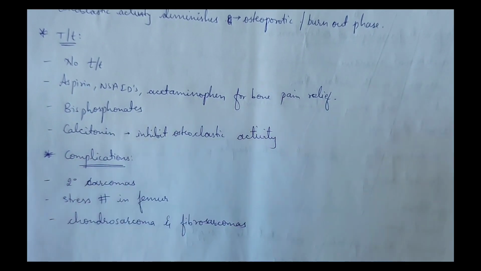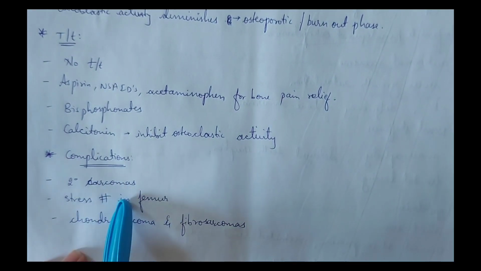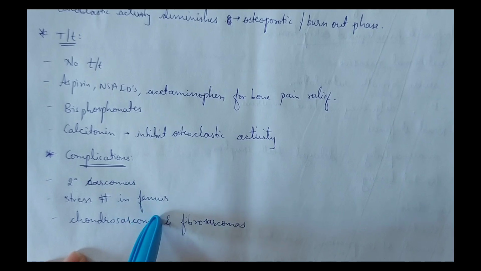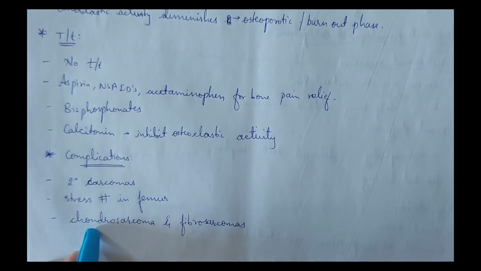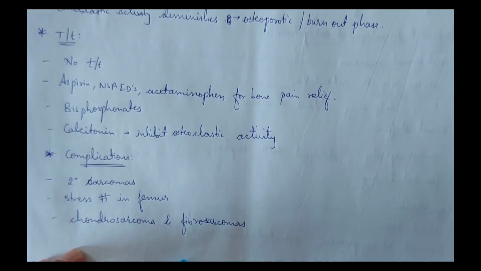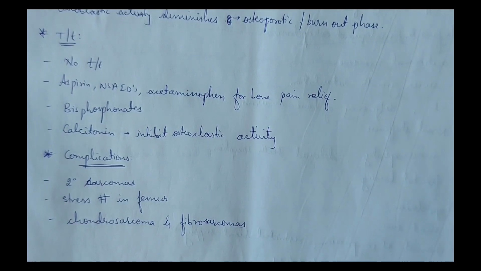Complications, if it's untreated, we can see secondary sarcomas, stress fracture in the femur because of the weight, and chondrosarcoma and fibrosarcomas. That's all for today about Paget's disease.